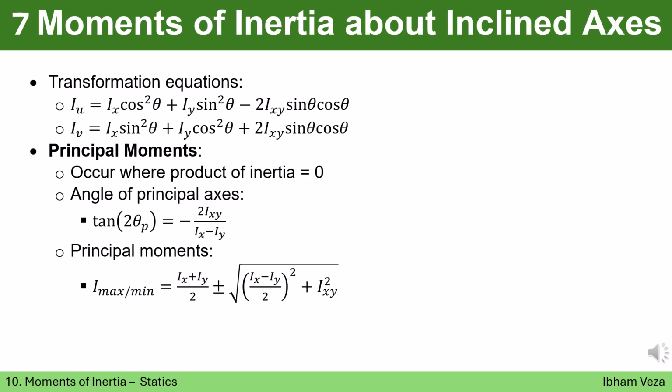Moments of inertia about inclined axes. In many practical applications, the axes of interest are not aligned with the original coordinate system. The transformation equations allow us to determine moments and products of inertia about inclined axes. A special case occurs when the product of inertia becomes zero. These orientations define the principal axes, and the corresponding values are known as principal moments of inertia. The principal moments represent the maximum and minimum moments of inertia for the area.